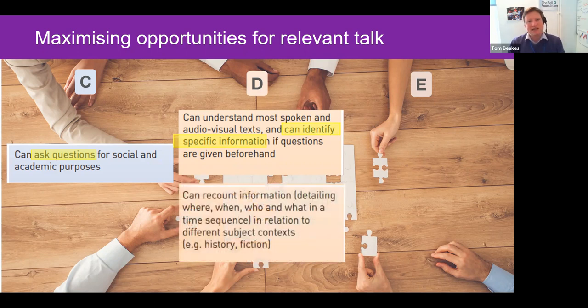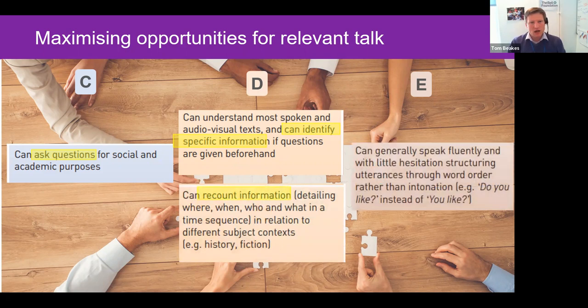And also it's allowing them to recount information that they've learned potentially, depending on the nature of the text, that might well be to do with the time sequence, especially in a history context. And at band E, we can look at this descriptor. There's lots of questioning in this activity. So this is providing opportunities for learners to structure their questions correctly. And of course we can check this and provide input where necessary. So it can help in a whole different range of ways.